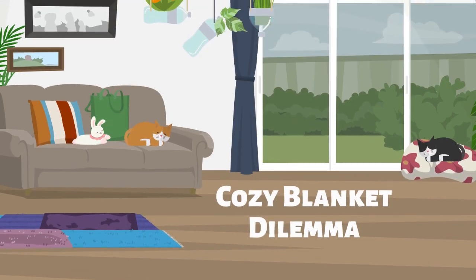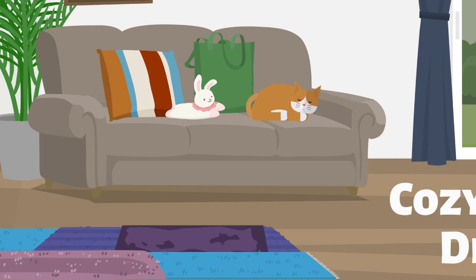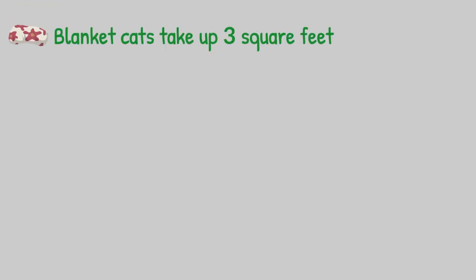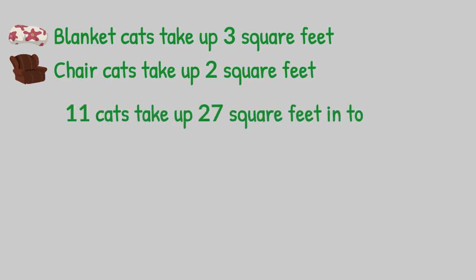One way to classify the cats is by those who love curling up on blankets and those who prefer sitting on chairs. Blanket cats take up 3 square feet each, while chair cats take up 2 square feet. 11 cats take up 27 square feet in total.